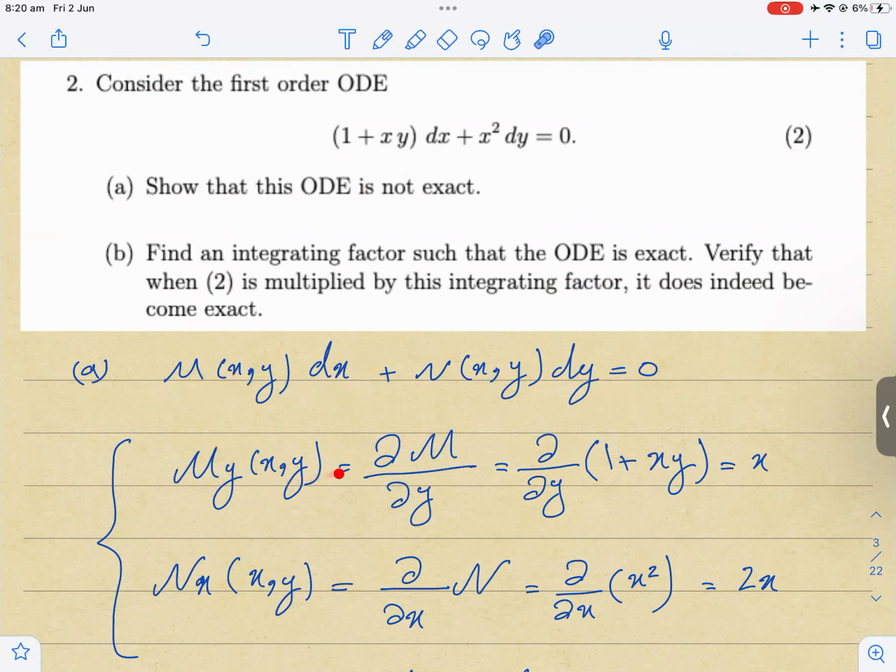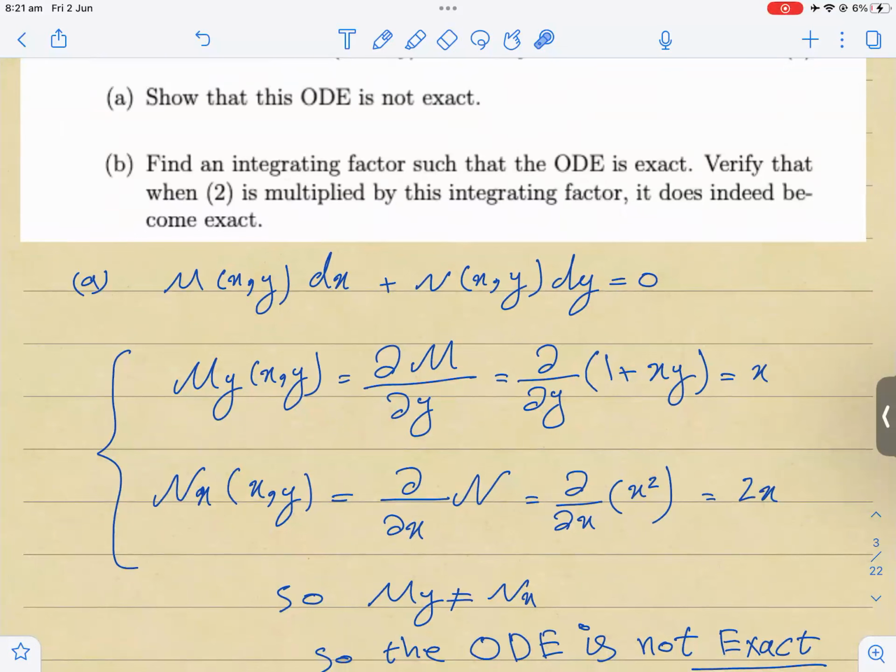So if this is M, M's partial derivative, del M del y, is the partial derivative of this in terms of y, equal to x, and N's partial derivative is the partial derivative of the coefficient of dy in terms of x, the opposite derivative. Okay, this is a way that maybe you can remember. So we can see that x and 2x are not equal in general.